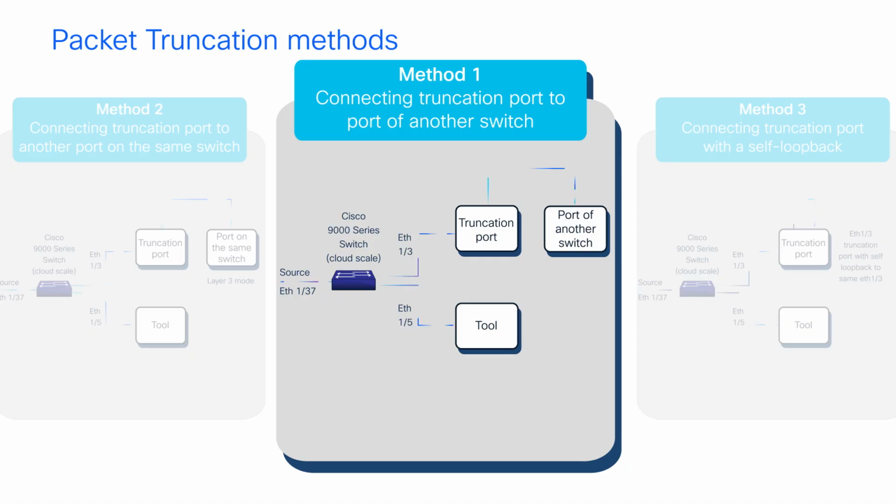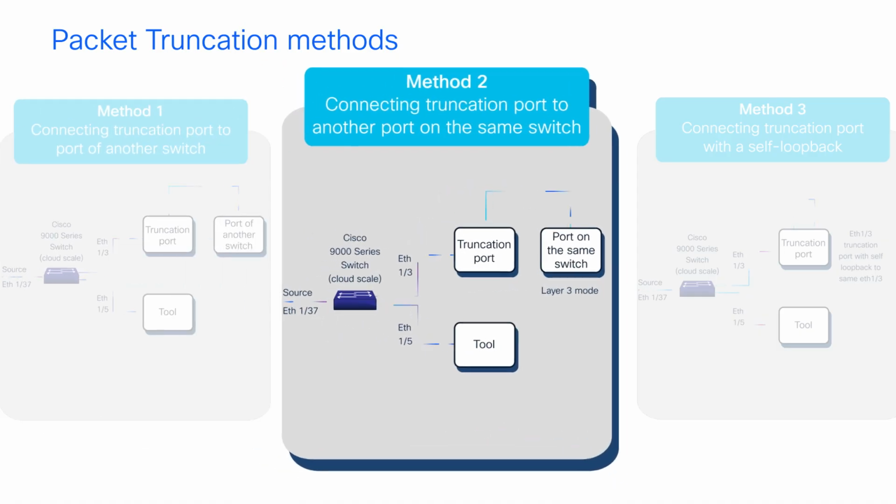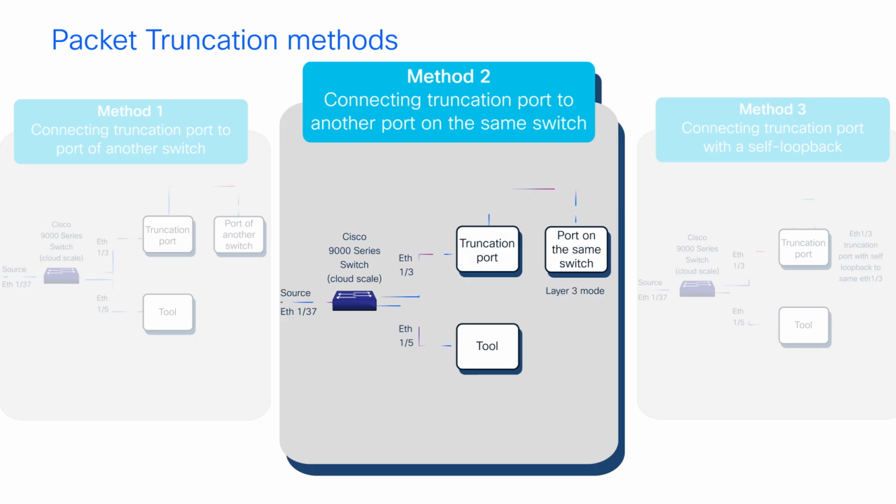So what we do in method one is we connect Ethernet 1/3 to some other dummy switch or any other switch that is available in the data center to make sure that Ethernet 1/3 is layer 2 up. That's method one. And in method two, what we do is we identify some other port on the same NDB switch to make sure Ethernet 1/3 is up.